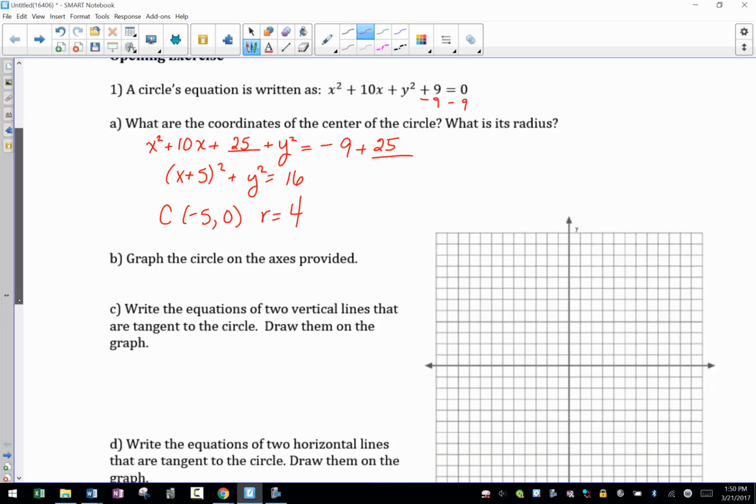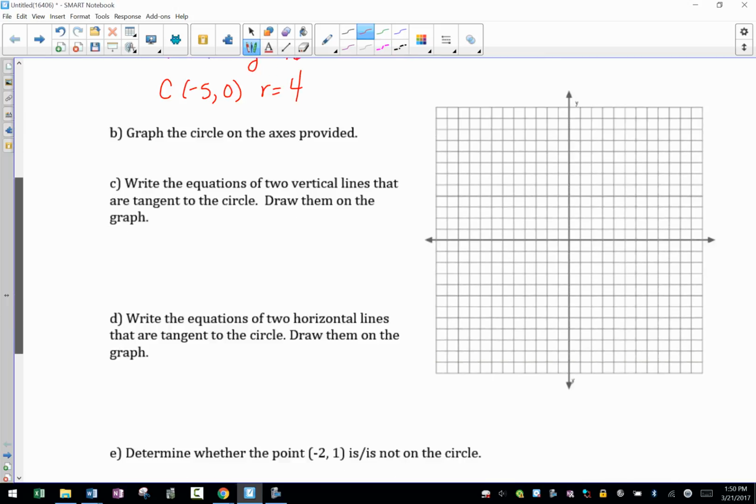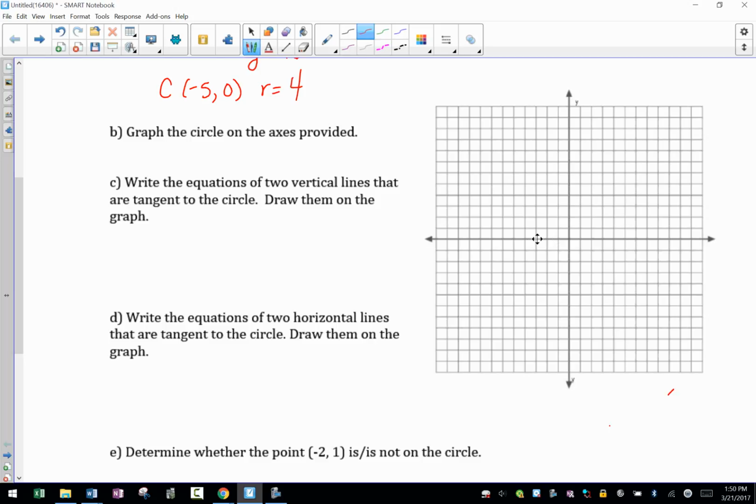So I can graph that. So I have a center of negative 5, 0, and a radius of 4. 1, 2, 3, 4, 5. 1, 2, 3, 4. Carefully drawing a circle here. That's good enough. Ta-da! Write the equations of two vertical lines that are tangent to the circle.